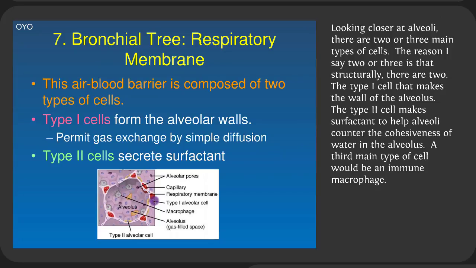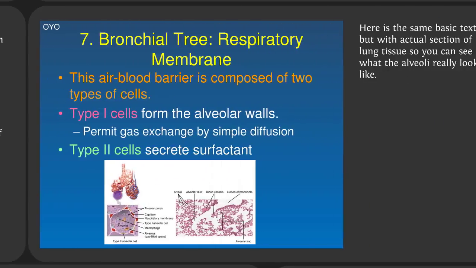Looking closer at the alveoli, there are 2 or 3 main types of cells. The reason I say 2 or 3 is that structurally there are 2. The type 1 cell makes up the wall of the alveoli and is pink here, all these pink cells. Type 2 cells make surfactant. So the type 2 cells are the little brown or beige ones. They make something called surfactant. A third type of cell that we could add to this but aren't really structural are the macrophages, or the white blood cells, the immune cells.